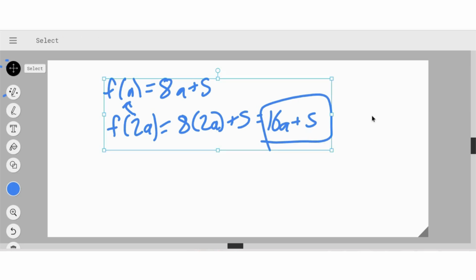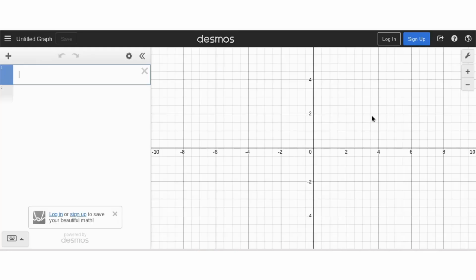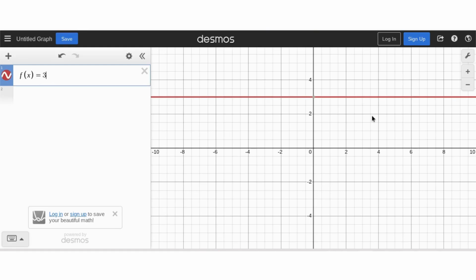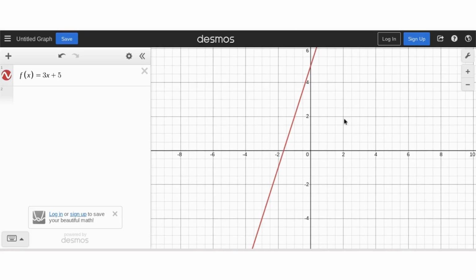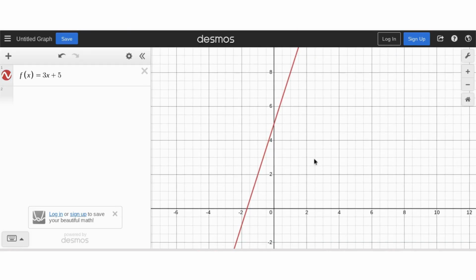Let's talk about translating these functions. So, for example, here's a graph, f of x equals, let's do 3x plus 5. So this is a line. We've gone over slope-intercept. If you don't know what that is, we'll go over it later also. But our slope here is 3 and our y-intercept is 5. A question could ask, what is the equation for this graph shifted 5 units upward?